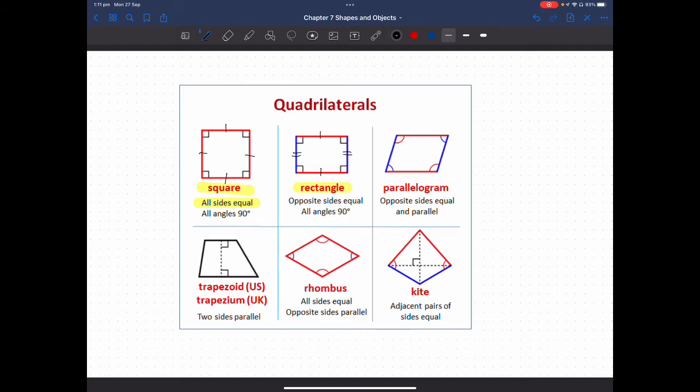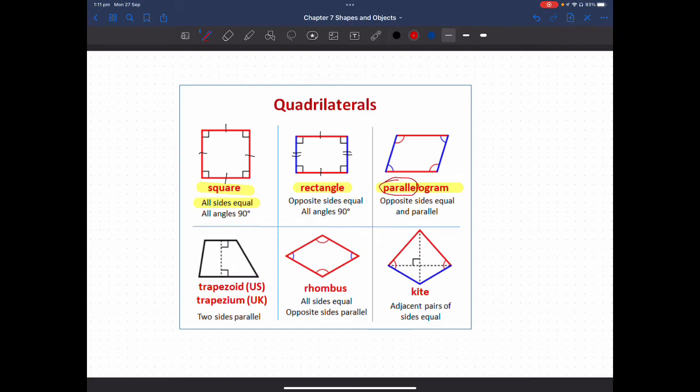The other feature we have is that all angles are 90 degrees. So there are 4 corners of 90 degrees. Now we're going to consider the parallelogram. The parallelogram has the word parallel at the start. That is because there are 2 pairs of parallel sides.